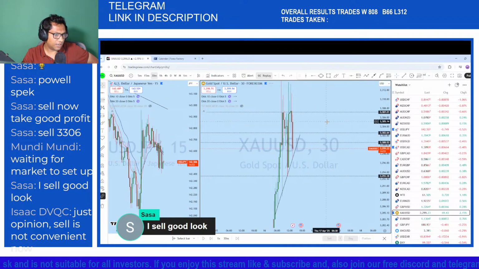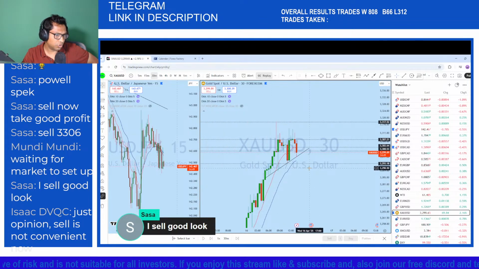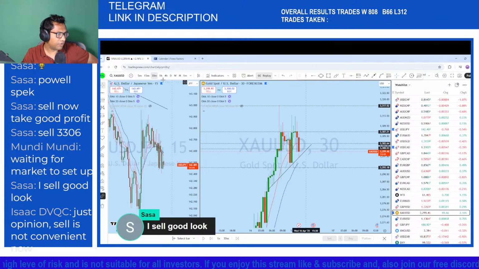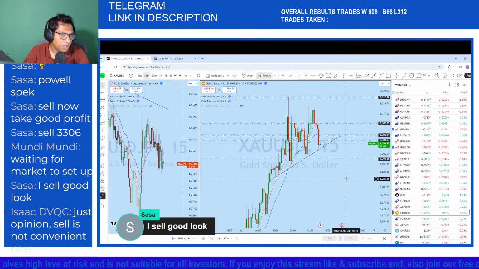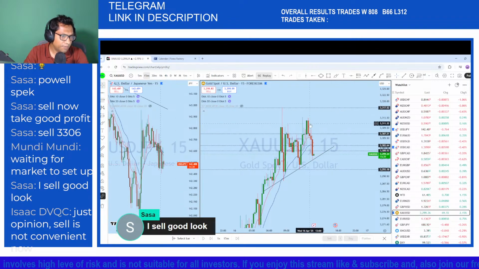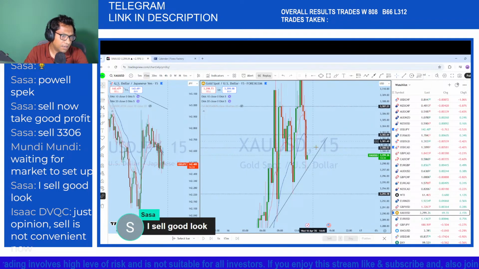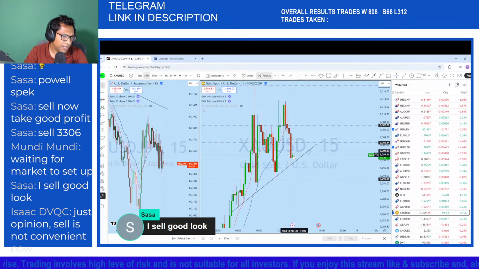Now this is the level that we can see from the 30 minutes, also approaching the 20 EMA, and from the 15 minutes, which is another bearish candle. So the next one, we see that back to back now, the 15 minutes candle has been red. This is the next one.